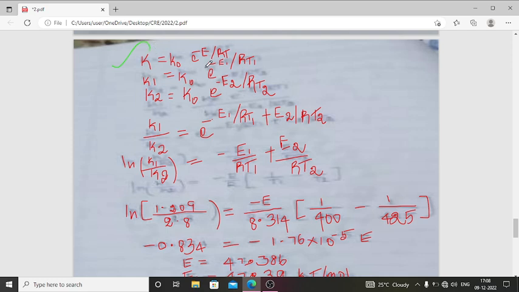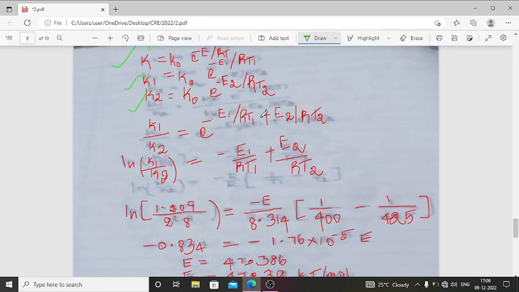K is equal to K naught into e power minus E by RT. So the first condition, for K1 is equal to K naught into e power minus E1 by RT1. For the CSTR, K2 is equal to K naught into e power minus E2 by RT2. So divide these two expressions: K1 by K2 is equal to, K naught is cancelled, a common term. The rest of the term is e power minus E1 by RT1 divided by e power minus E2 by RT2. So this e power minus E2 by RT2 comes to the numerator, and the minus becomes plus: e power minus E1 by RT1 plus E2 by RT2.